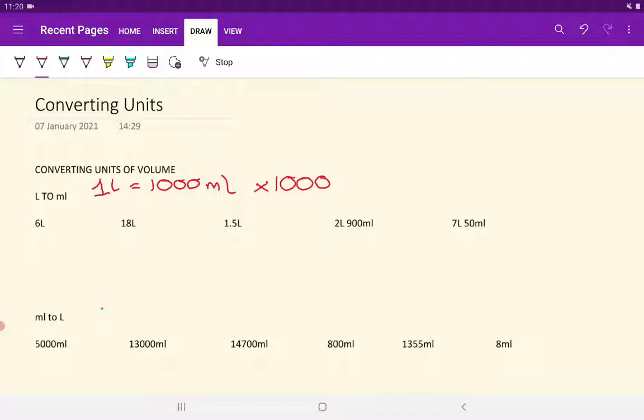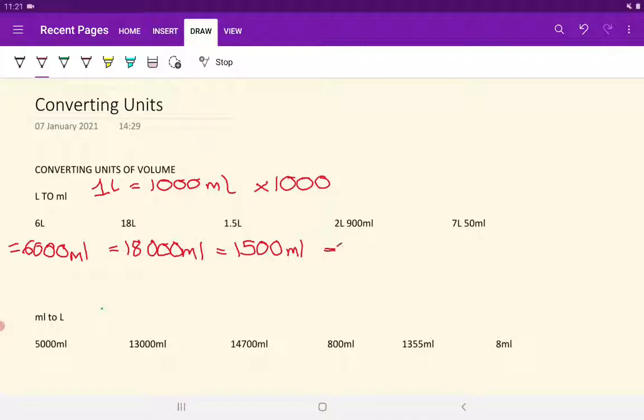And again, where you need to absolutely use a calculator. So 6 litres, 6 times 1,000 is going to be 6,000 millilitres. Okay, 18 litres, 18 times 1,000 is going to be 18,000 millilitres. 1.5 litres, well, 1.5 times 1,000 is going to be 1,500 millilitres. Now, just like we did with the lengths, 2 ways to think about these next two.